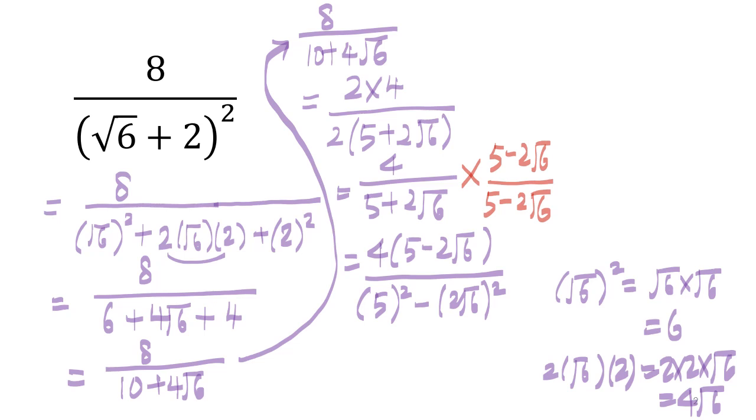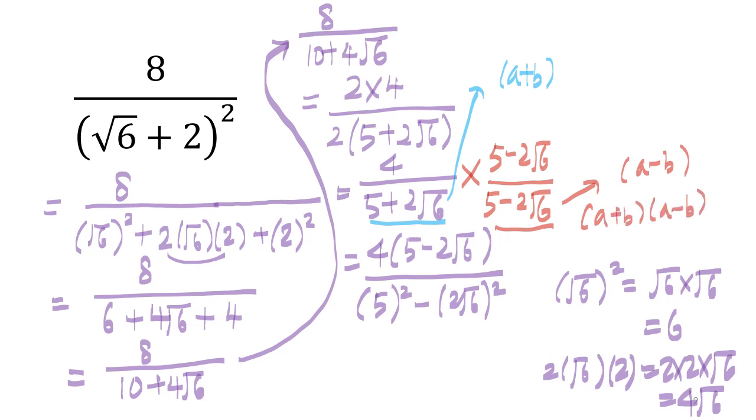Okay, if you have forgotten how we get a squared minus b squared, this one is your a plus b. There's an earlier video on multiplication of a plus b times a minus b. You can watch it if you have forgotten. This is your a minus b. If you multiply a plus b with a minus b, you get a squared minus b squared. That's how we end up getting 5 squared minus bracket 2 square root 6 close bracket squared.